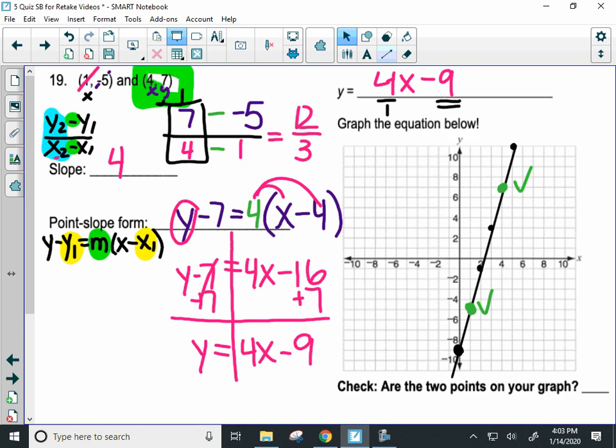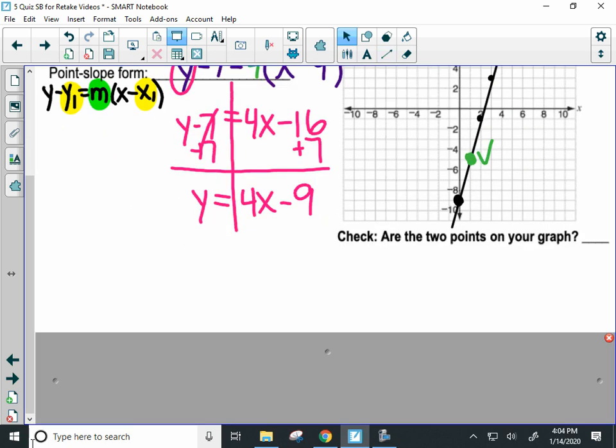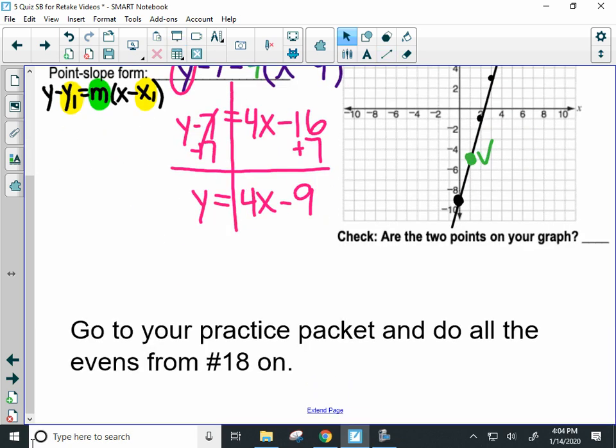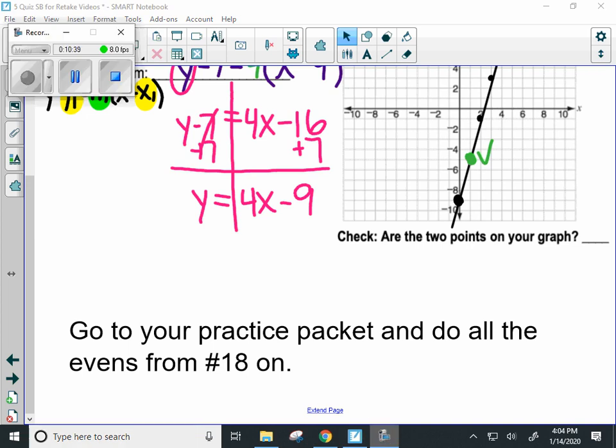Okay, here's what you're going to do. You are going to go onto your practice packet number 2 again and do all the evens starting at number 18. All right? So it's number 18 through 38, all those evens. Ask your teacher to check your work, and then you'll be ready to retake your quiz.